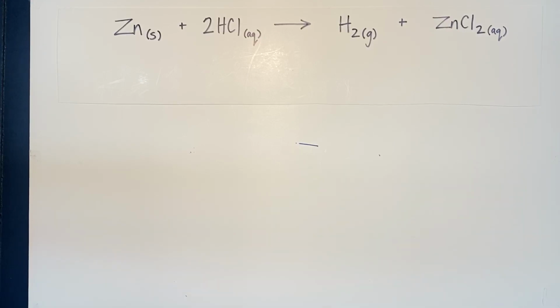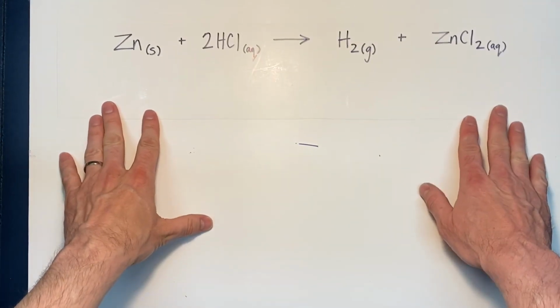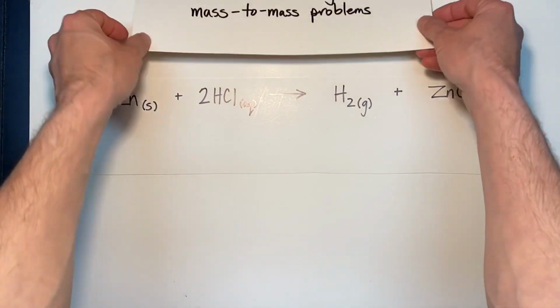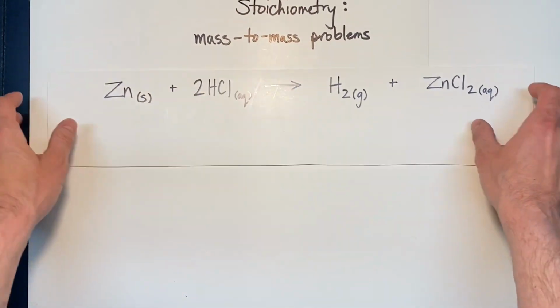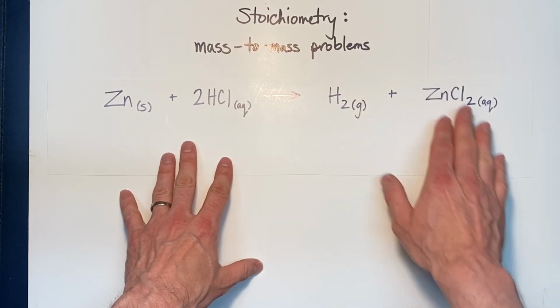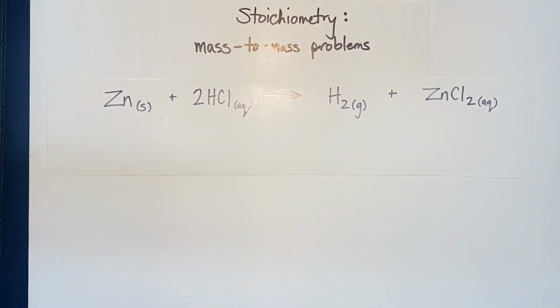So a mass-to-mass problem would look something like this. Number 3 in this week's homework assignment is the problem I'm going to do.